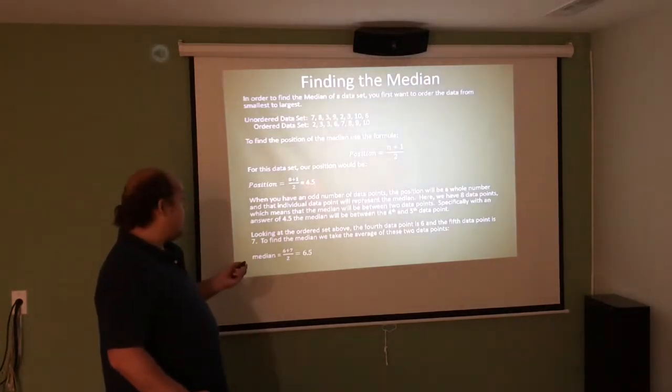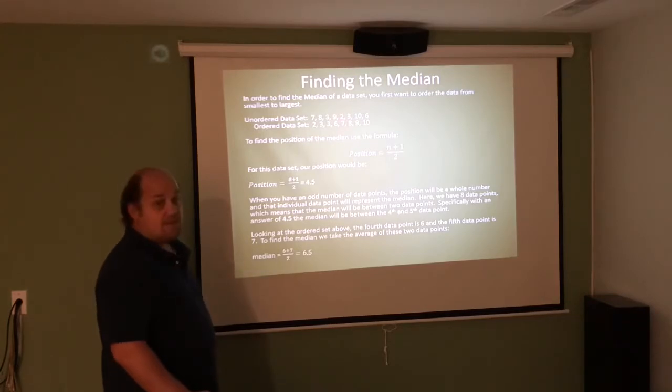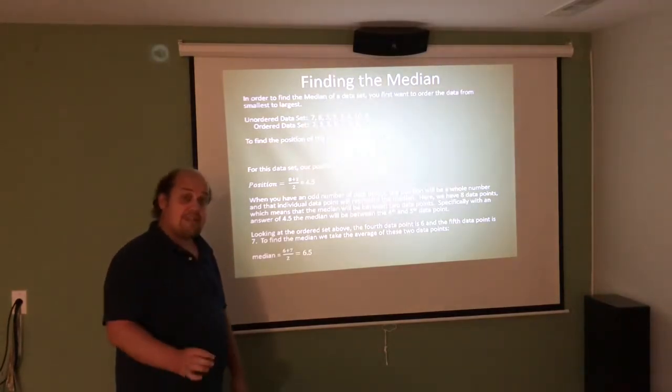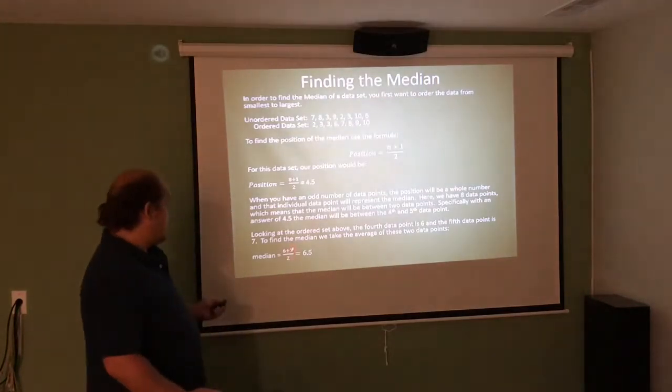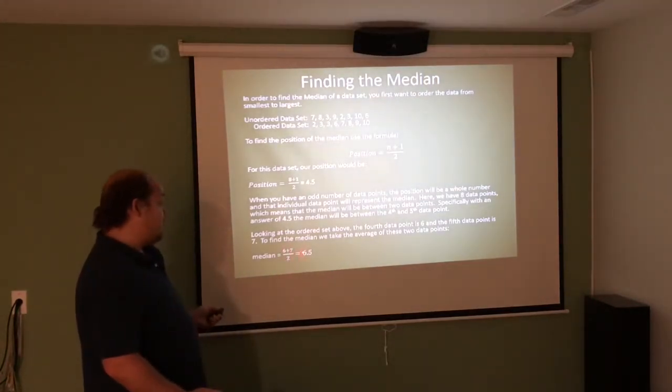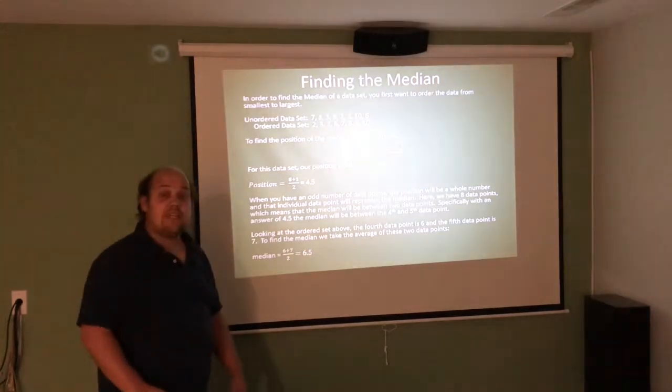So when I have an even number of data points and get 4.5 here, that's between the 4th and 5th data point. So if I count over 1, 2, 3, 4, the 4th data point is 6, the 5th data point is 7. So what I need to do is add 6 plus 7 and divide by 2 to find the median. 6 plus 7 divided by 2 gives me 6.5, which is the median.